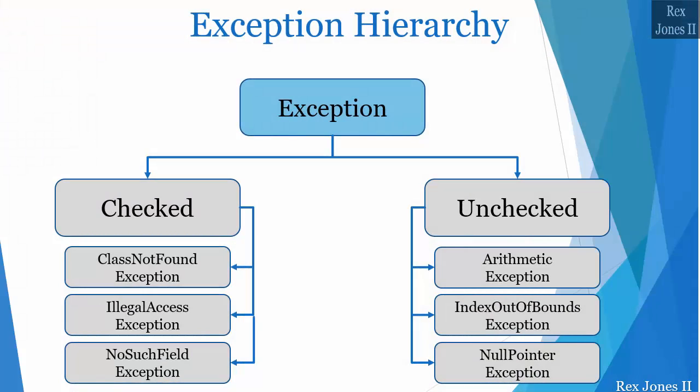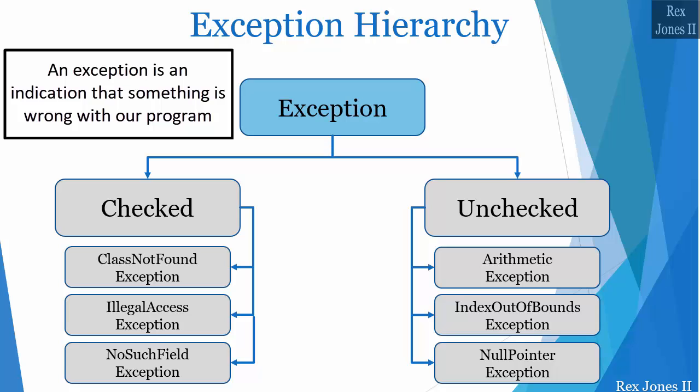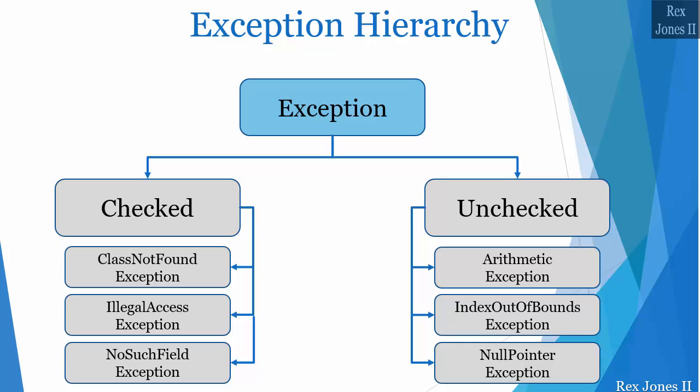What is an exception? An exception is an indication that something is wrong with our program. We can explicitly throw an exception when a condition is met, or the exception will happen automatically because something did not complete. Checked and unchecked are the 2 types of exceptions. Checked exceptions are exceptions checked at compile time. This means the compiler will check to make sure our syntax is correct before running our program.